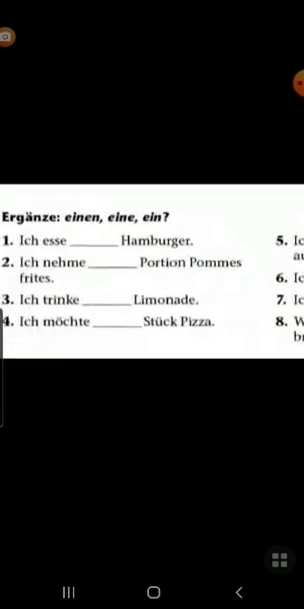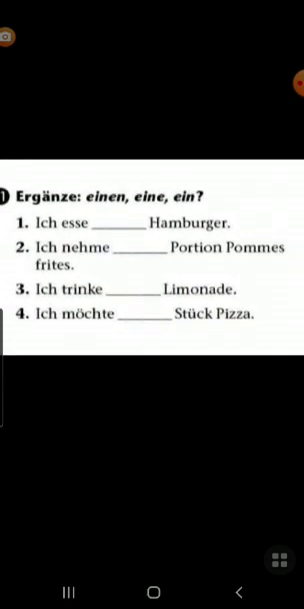Ergänze einen, eine, ein. This means we are talking about accusative case here, because in that only the table of indefinite article changes: in place of ein it becomes einen, only one change. So you have to see 2 things here. First thing, whatever thing we are talking about, we have to see the gender of that particular thing. Suppose, ich esse dash Hamburger. Hamburger means hamburger, and burger is masculine as far as German is concerned. So when I'm saying I'm eating a hamburger, that will be, because it's masculine, einen.